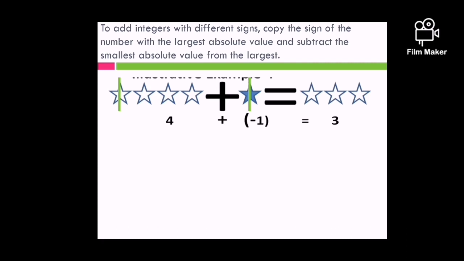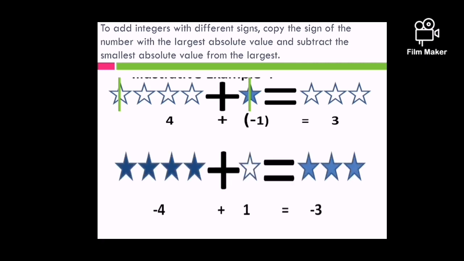Halimbawa naman na given ay 5 plus negative 2, ang sagot ay 3. Halimbawa ay 6 plus negative 1, ang sagot ay 5. Pag minus ninyo, kukuhanin ang sign ng mas malaking number.